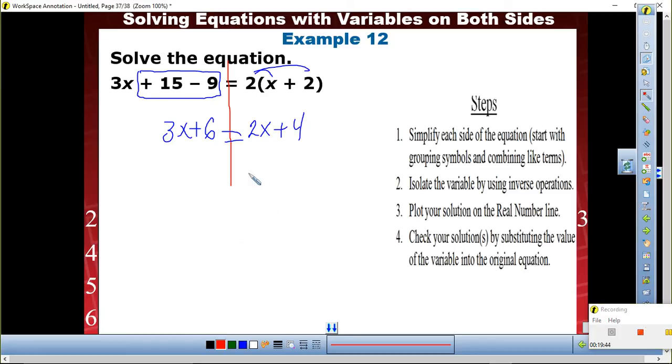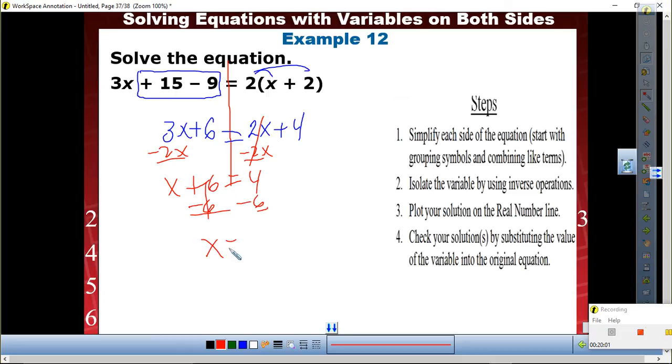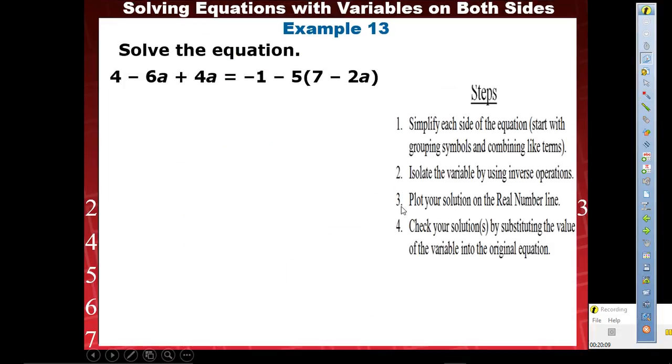Priscilla, what do I do? Subtract 2x, subtract 2x. We got x plus 6 equals 4. Continue. Subtract 6. X equals what? Negative 2. Hands if you got that. Okay, good. That is correct. Copy this one. We got 4 minus 6a plus 4a equals negative 1 minus 5 parentheses 7 minus 2a.